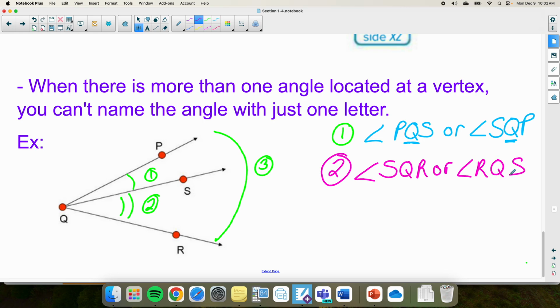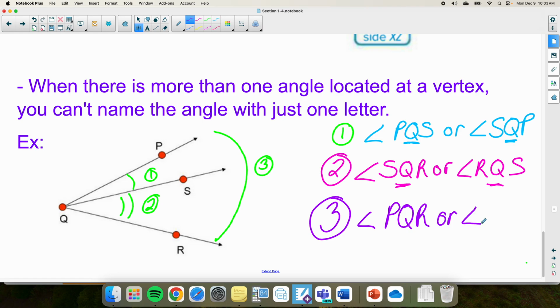Now notice on this one too, Q is in the middle. Okay. Now let's go ahead and name the whole angle 3. When I go to name this one, I'm doing the entire angle. Does somebody want to give me one way you could do that? PQR. Very good. Or RQP. So notice in all of these, Q is in the middle in every single one.